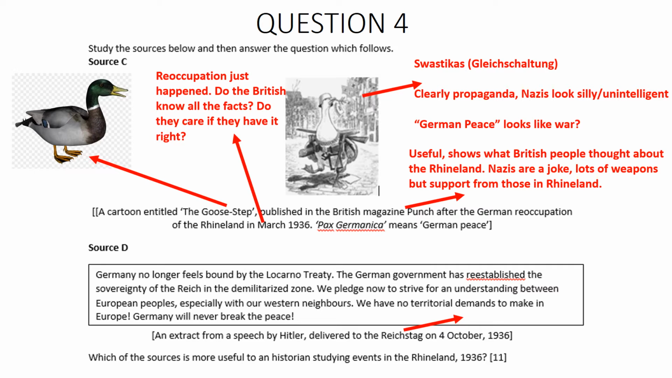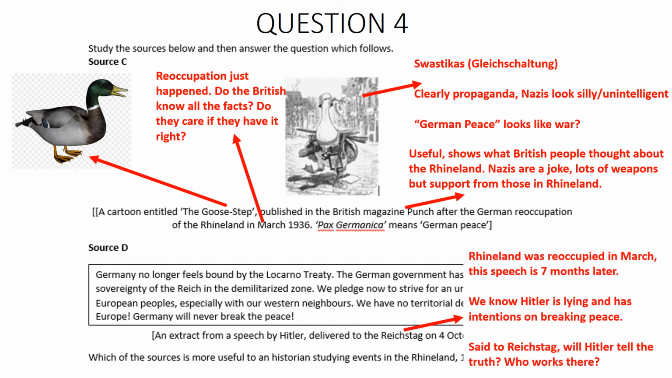Having a look at source D, we'll make our quick notes about what Hitler is saying, but we have some questions that need answering. Now, we know the Rhineland was occupied in March, and this speech is written 7 months after the reoccupation of the Rhineland. We know that Hitler is lying, and we know he had no intentions on ever keeping the peace in Europe. And this was said to the Reichstag.